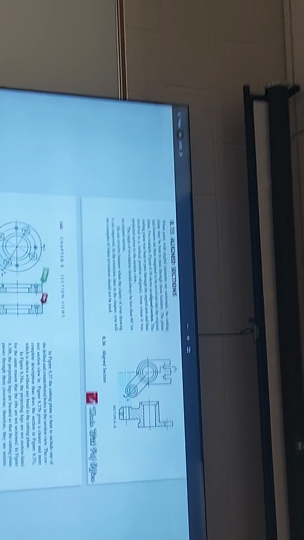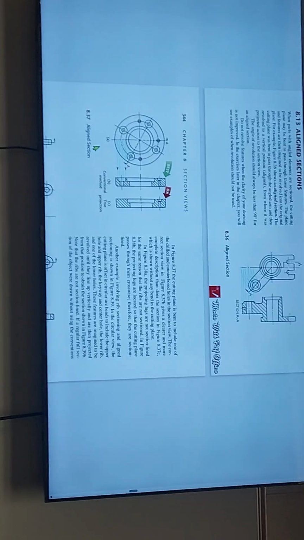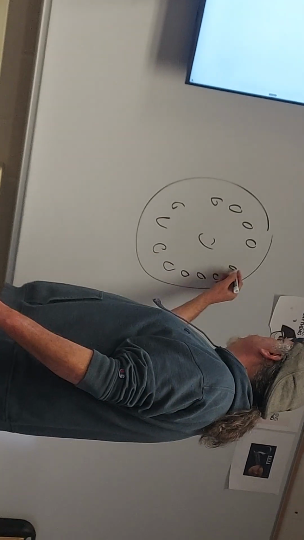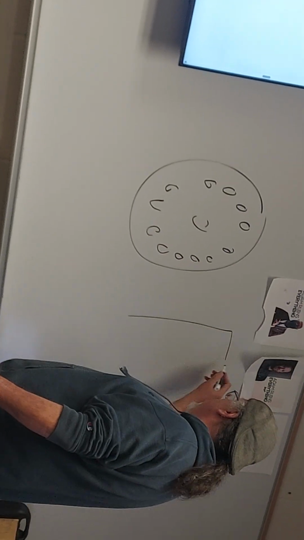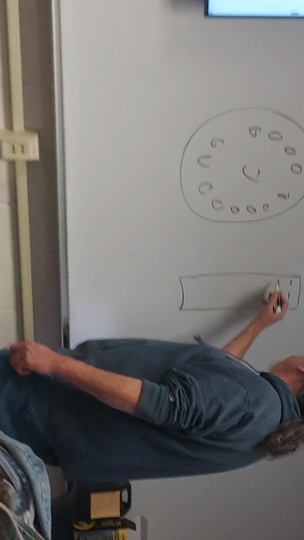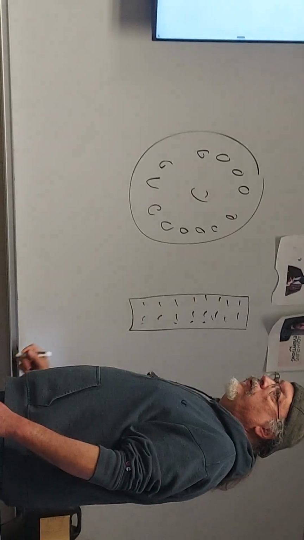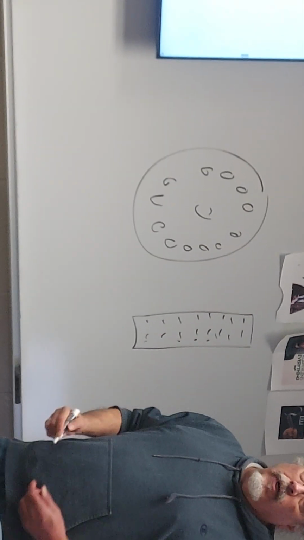You'll see that a lot. Let's say you had a part like this, and you had a whole bunch of holes all the way around it. And then let's say the side view, and I'm not talking about a section view, just regular side view, you would have so many hidden lines that it would be utterly confusing. They'd be on top of each other.